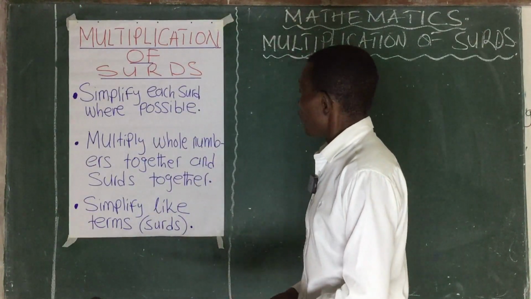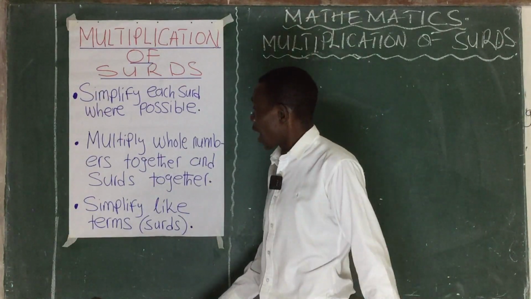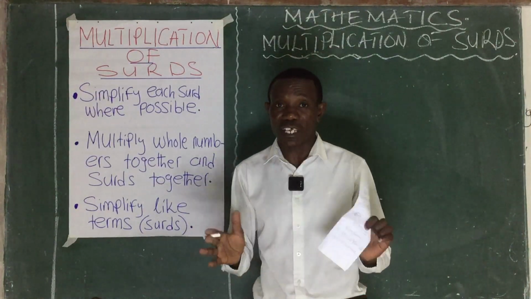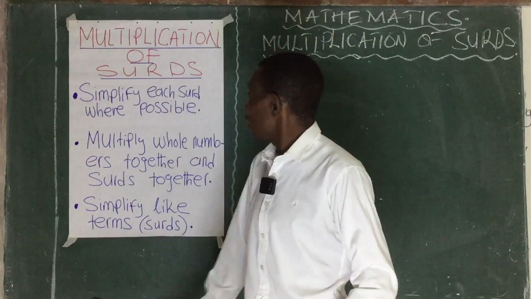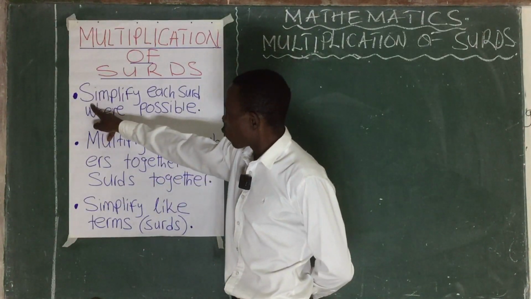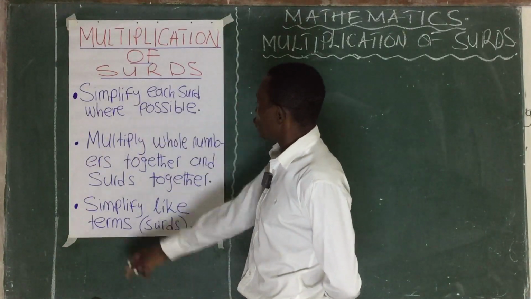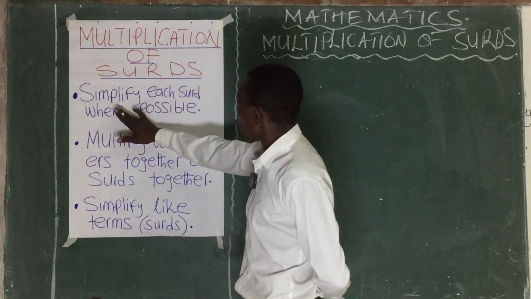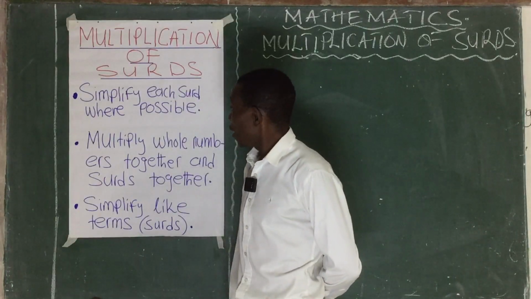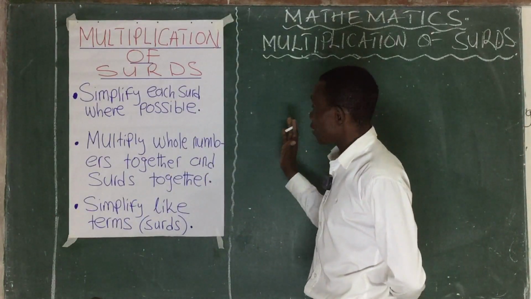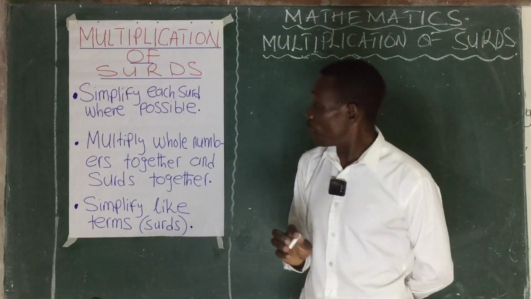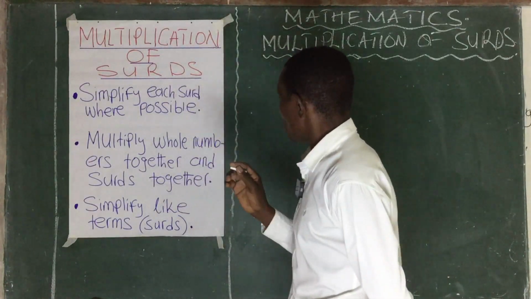The first step that you need to consider each time you are given an expression about surds that you are asked to multiply is step number 1: simplify each surd where possible. It means you'll be given some kind of surds which you need to simplify.